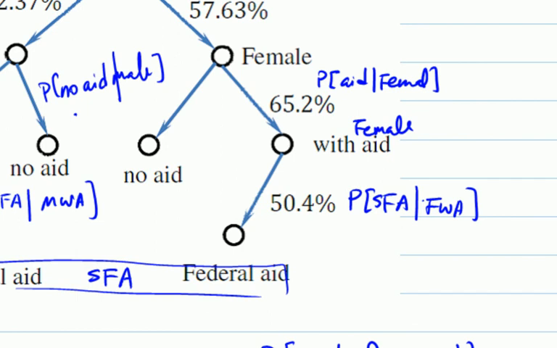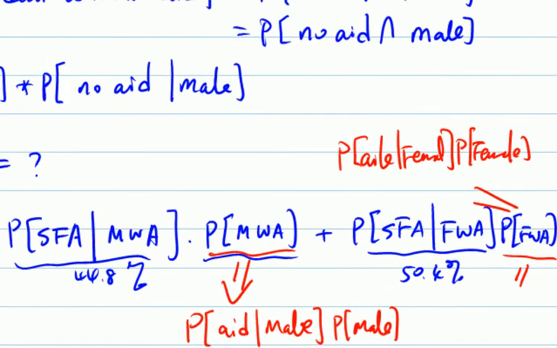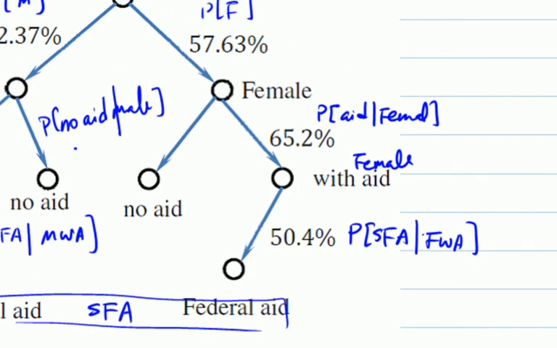Because the probability of having aid is this plus that, so 2 branches. This number multiplied by this number plus this number multiplied by this number, total probability. That way you can calculate this one here. So that's part 3 of this question. Drawing the tree diagram definitely helps in terms of understanding and having an overall picture, because sometimes the wording is quite confusing.